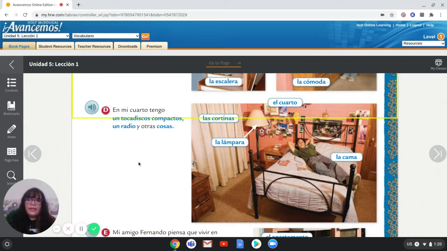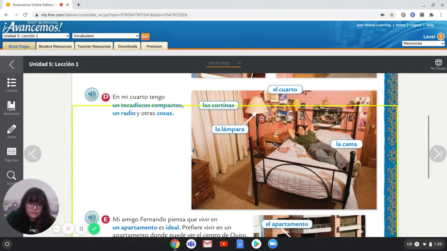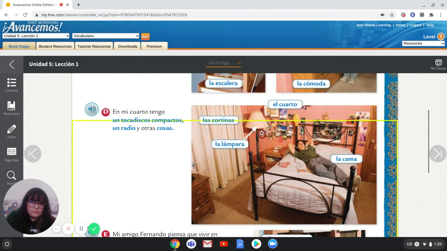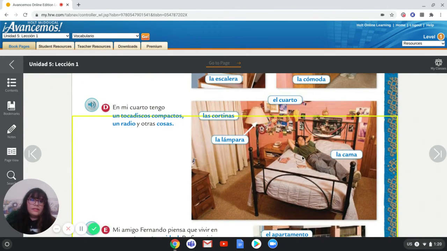So he says, en mi cuarto tengo un tocadiscos compactos, un radio, y otras cosas. So, en mi cuarto, in my room, I have, right? Tengo, I have. Un tocadiscos compactos, que es... Can I find it here? No. I can't find it. Oh, aquí está. A CD player. So he's actually listening to a CD player. Aquí está el tocadiscos compactos.